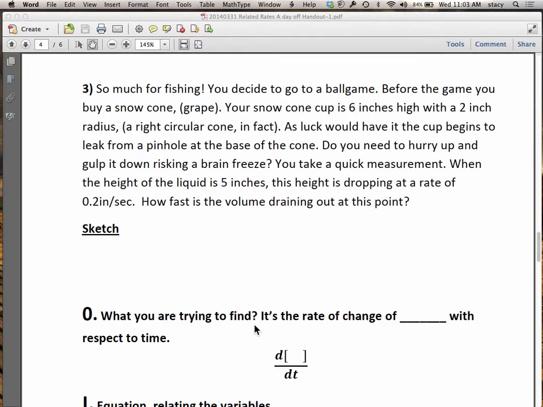Okay, so much for fishing, right? So you decide to go to a ball game. You buy a snow cone. Is this helping me doing these problems up here? Would you rather be doing them together and then?